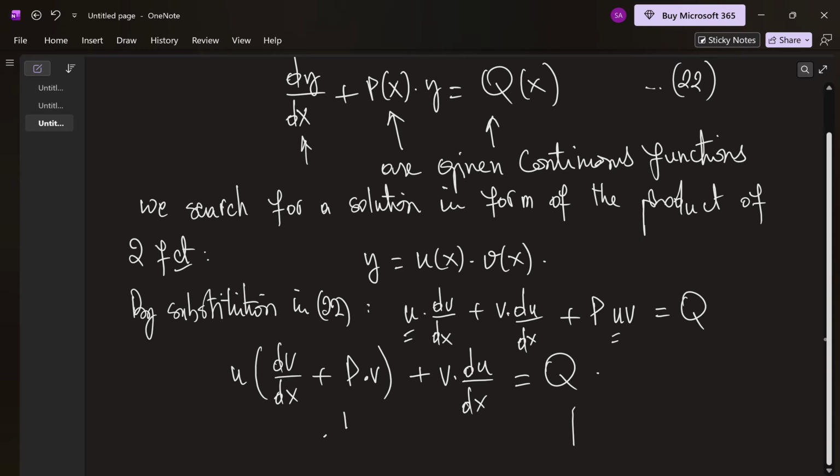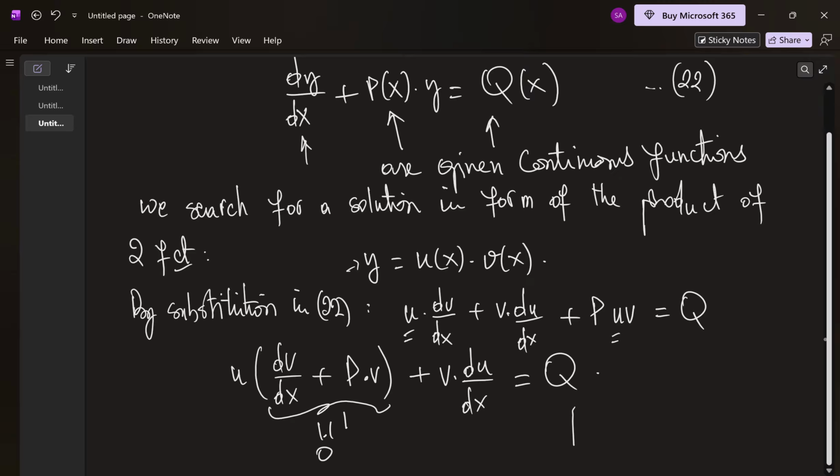The next step is we will choose the function u such that this part is equal to 0. Okay, so we considered y as a multiplication of two functions. Now the next step is to consider this part: dv over dx plus p times v is equal to 0.